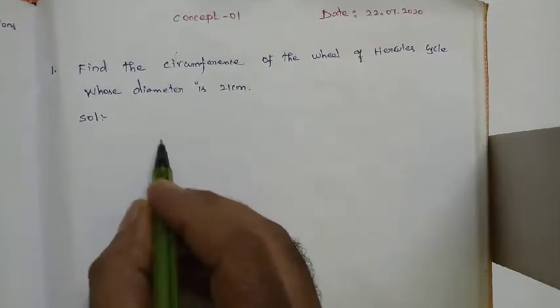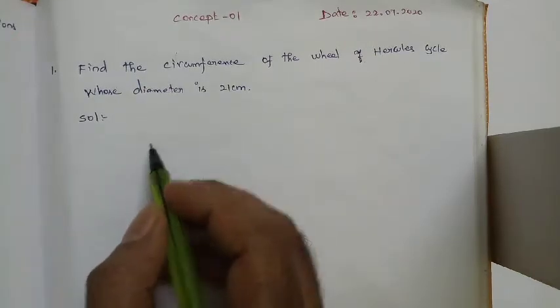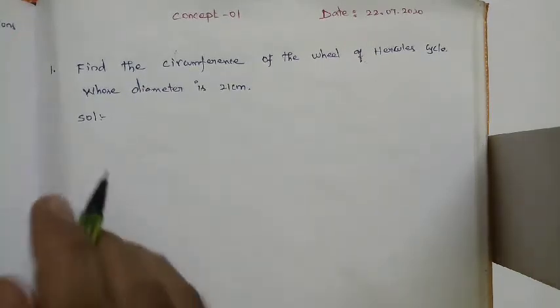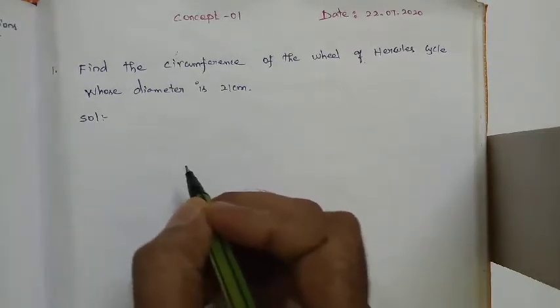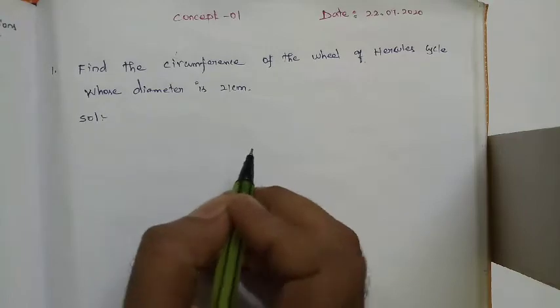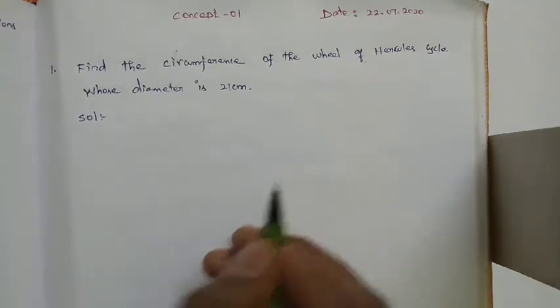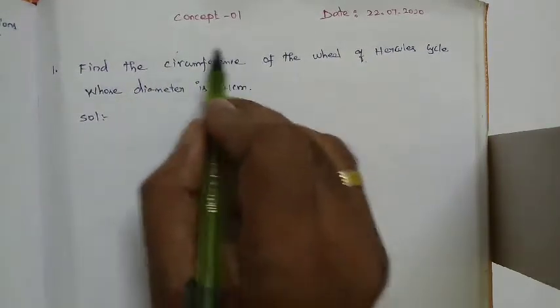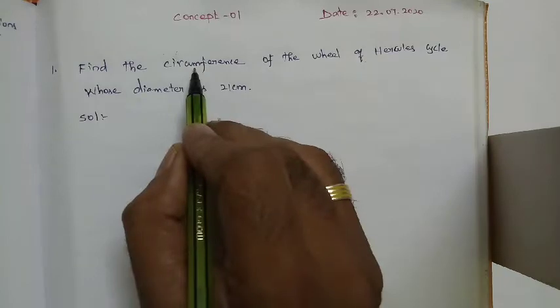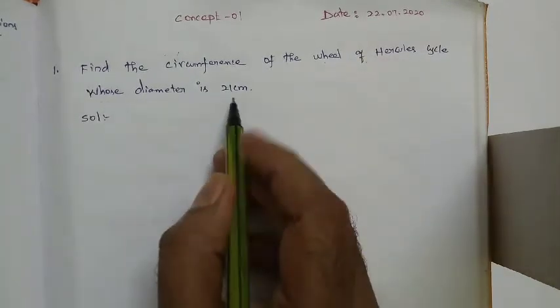For that formula, we have to check whether all the givens we need are there or not. Suppose they have not given something, surely they will give you some hint for finding the particular things. So first find the circumference. We want to find the circumference of the wheel of Hercules cycle whose diameter is 21 centimeter.